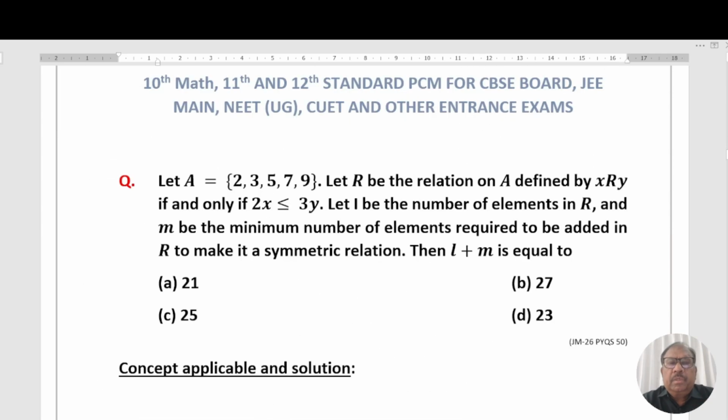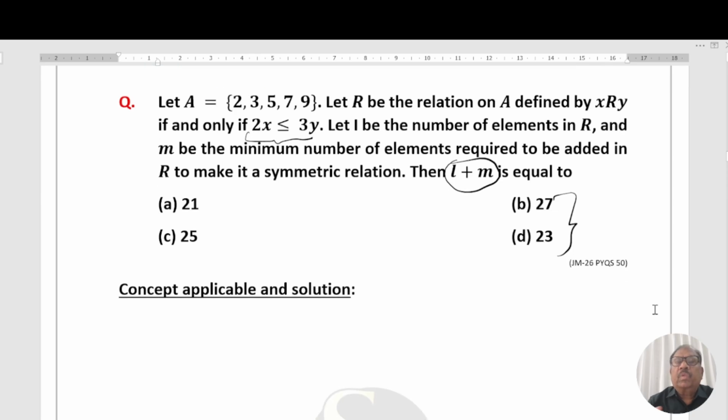Next question is: let A equal to {2, 3, 5, 7, 9}. Let us have the relation A defined by x R y if and only if 2x should be less than 3y. Let L be the number of elements in R and M be the minimum number of elements required to be added in the R to make it symmetric. Then we have to find the sum of L plus M. Four options are given to you. One of the options is correct.